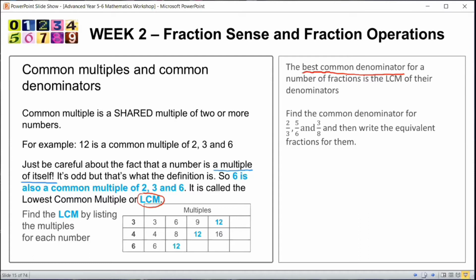All right, now find the common denominator for 3 fractions. So 2/3, 5 out of 6, and 3 out of 8. And then write the equivalent fractions for them. All right, so we got 3, 6, and 8. We need to work out the LCM, and it will be 24, so we'll see.